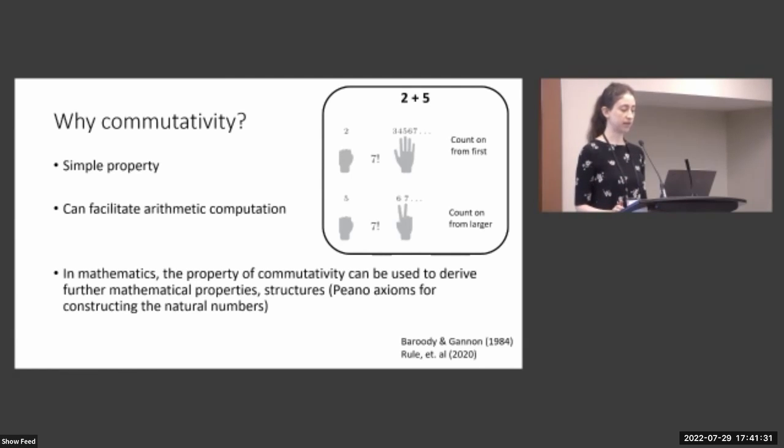Thirdly, in mathematics, the property of commutativity can be used to derive further mathematical properties and structures. So in certain versions of the Peano axioms, commutativity is assumed or axiomatic, and from there mathematicians can derive more complex things like constructing the natural numbers.